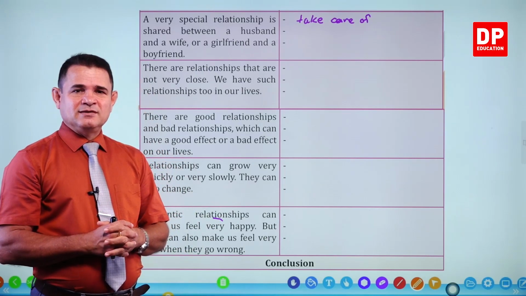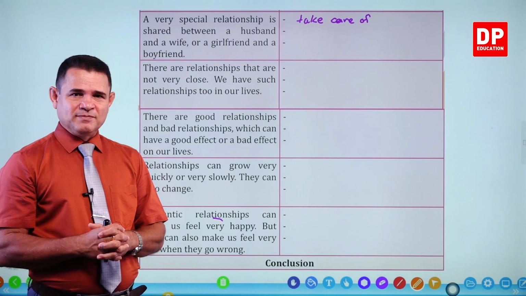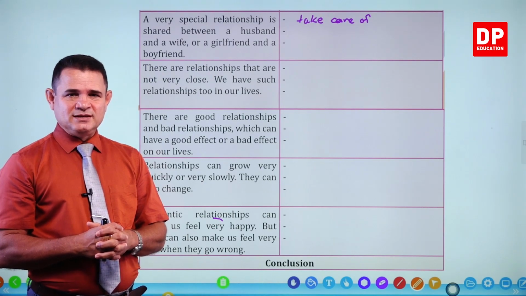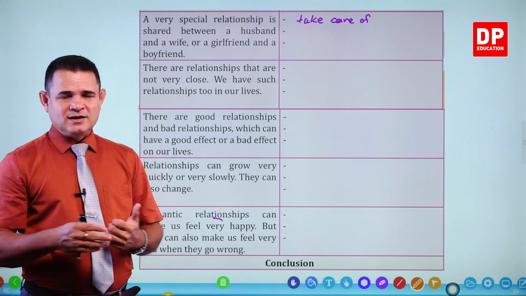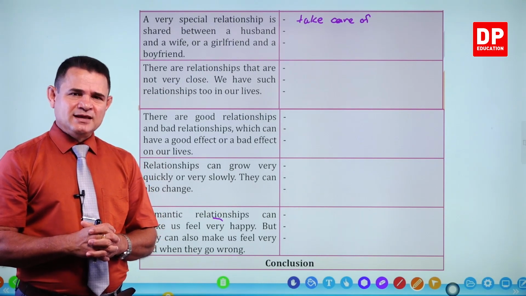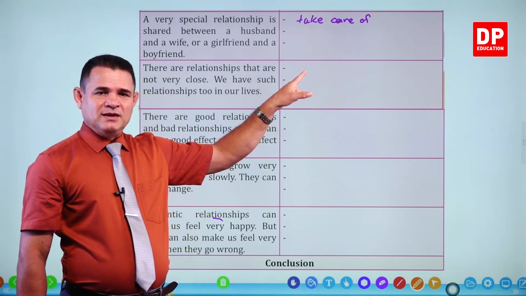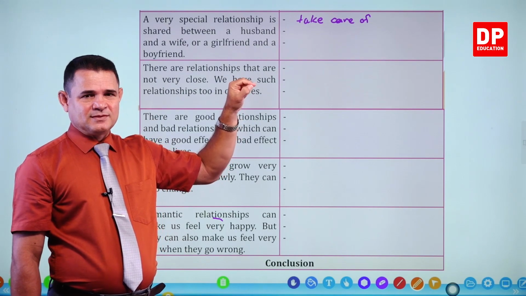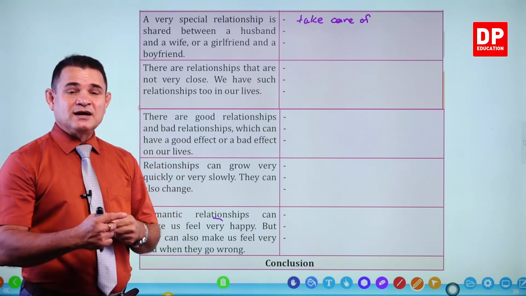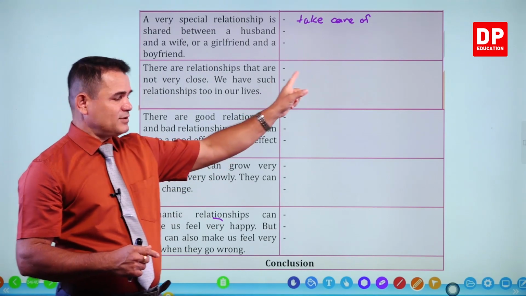Now some are given in the essay. The relationship between the teacher and the students, or the principal and the students. And what else? You can write another example. Maybe if you are a businessman, the relationship you have with the customer, right?